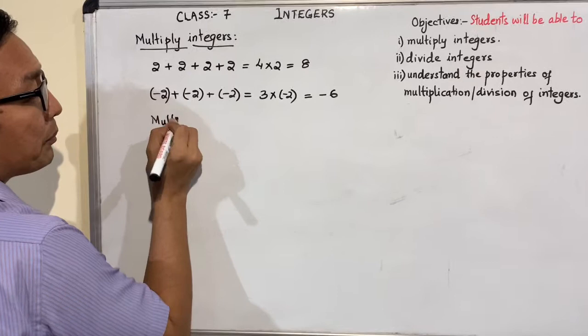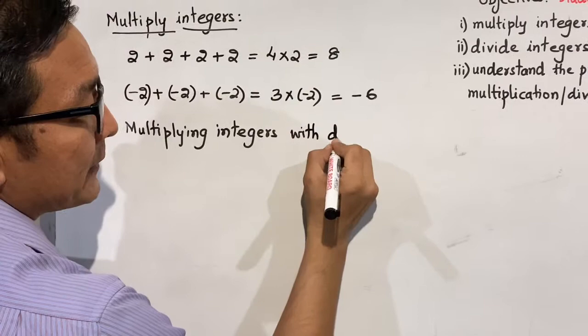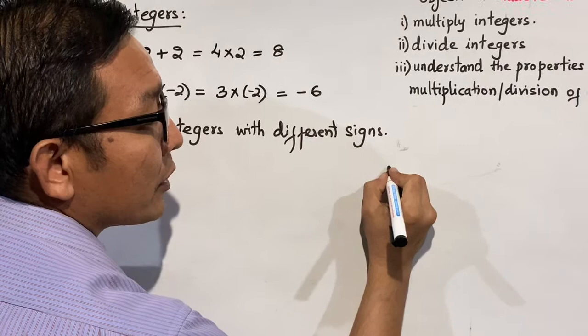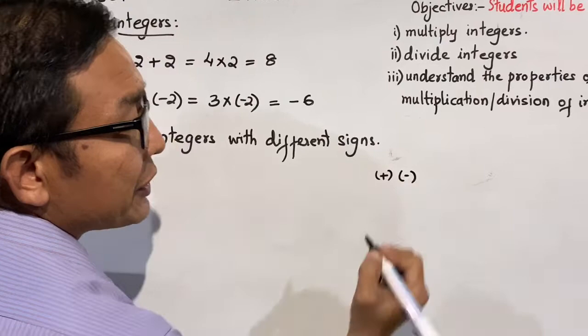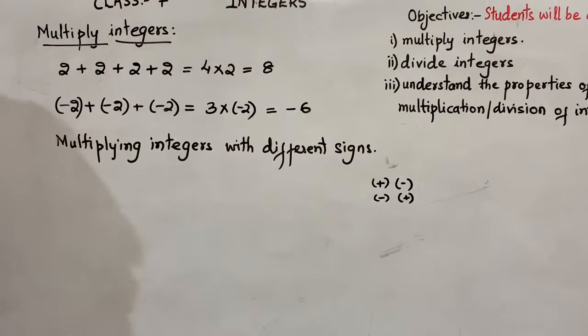Multiplying integers with different signs. If we are multiplying two integers where one is positive and the other is negative, or one is negative and the other one is positive, these two are different signs.